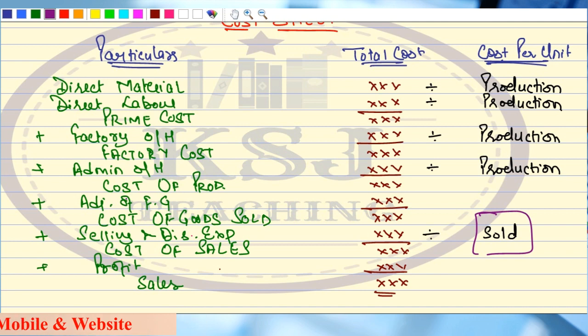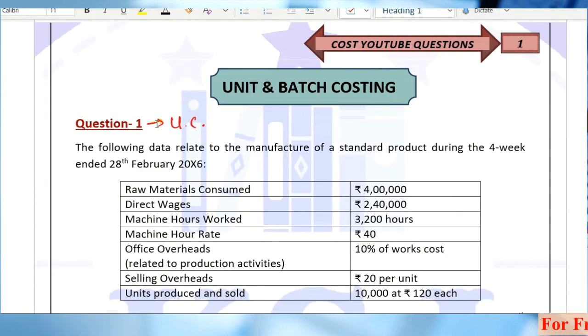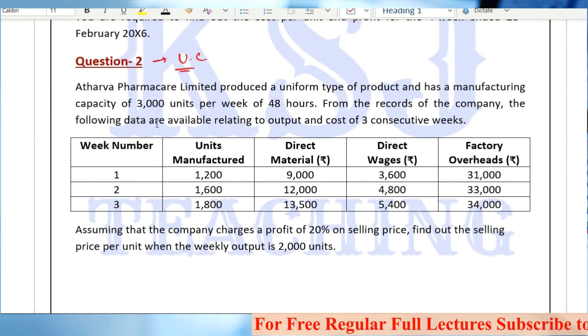Okay. Now in this lecture, what we are going to do is the practical part. We'll be doing question number 1 and question number 2.